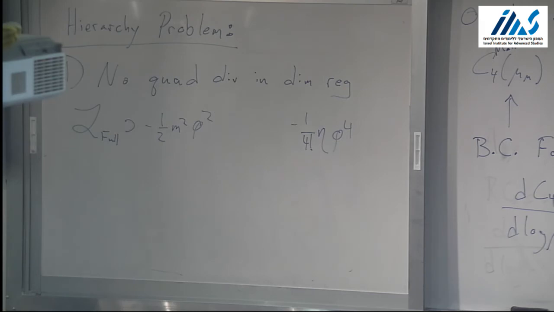Why do we say no quadratic divergence in dim reg? I mean, if we calculate from the 5 to the 4 the one correction to the mass, this is an A0 in Bergman. Can you maybe wait? Let me do it, and then ask me what I mean. Yeah.